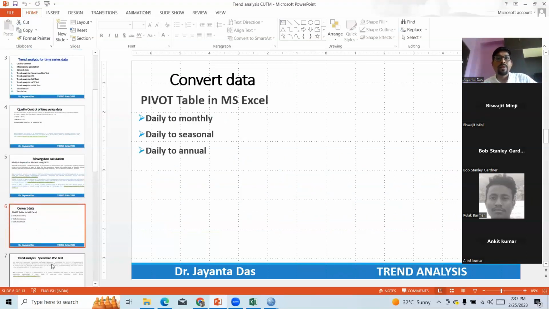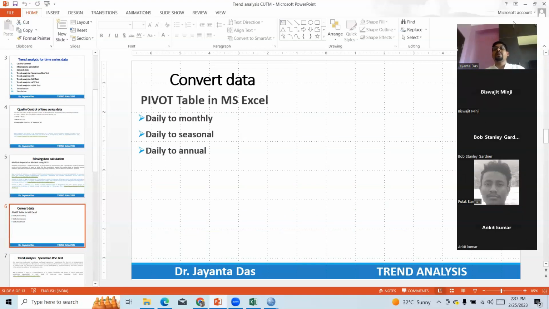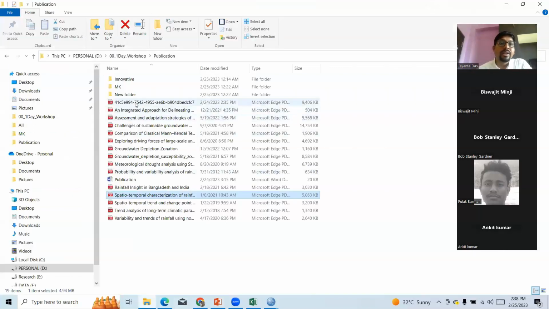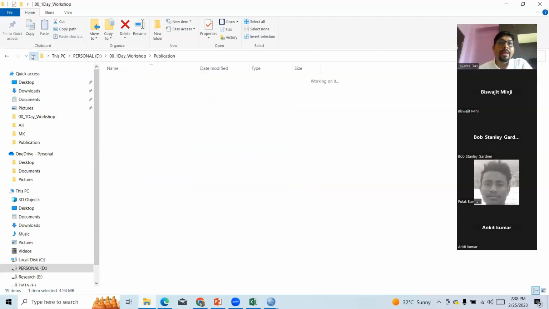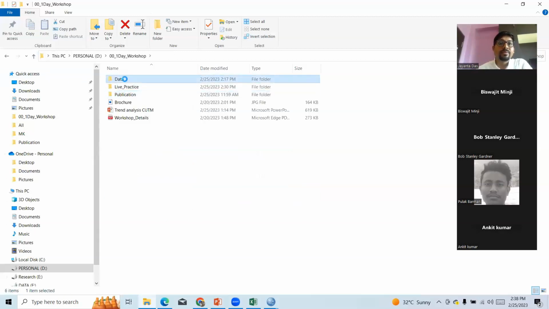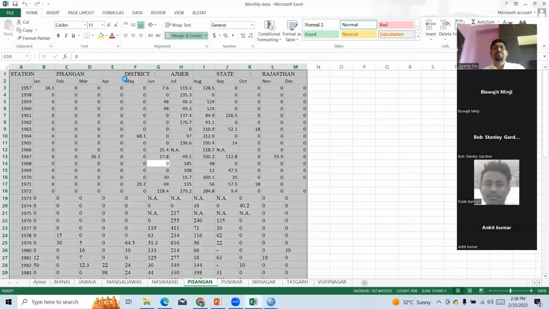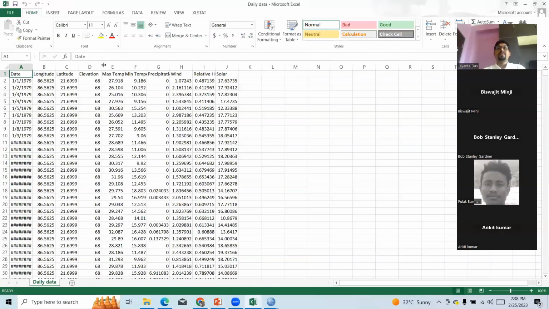No question. So next one, how we can convert your data. Suppose you get daily data, so how can you convert it? You can easily convert it using a pivot table in Microsoft Excel. Already I have sent you the data set, right? So here is the daily data. You can easily convert it into monthly, annual, quarterly or seasonal.